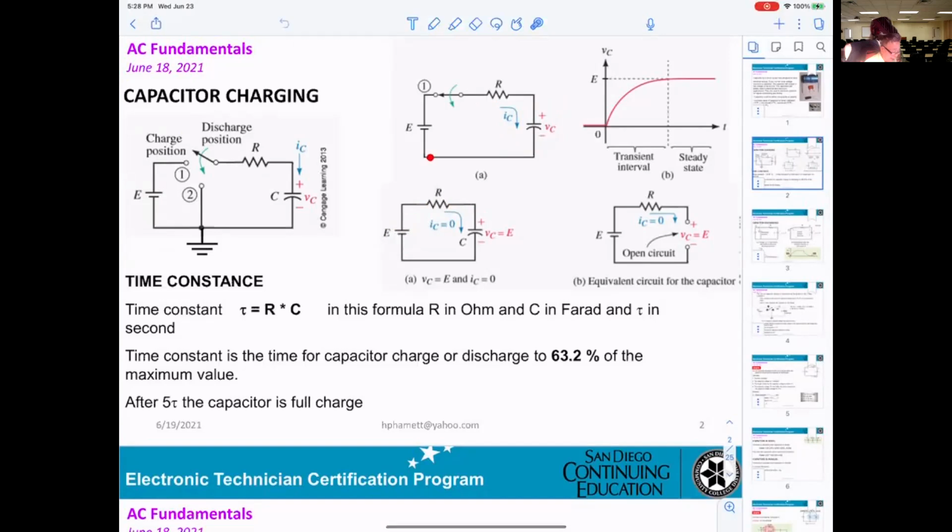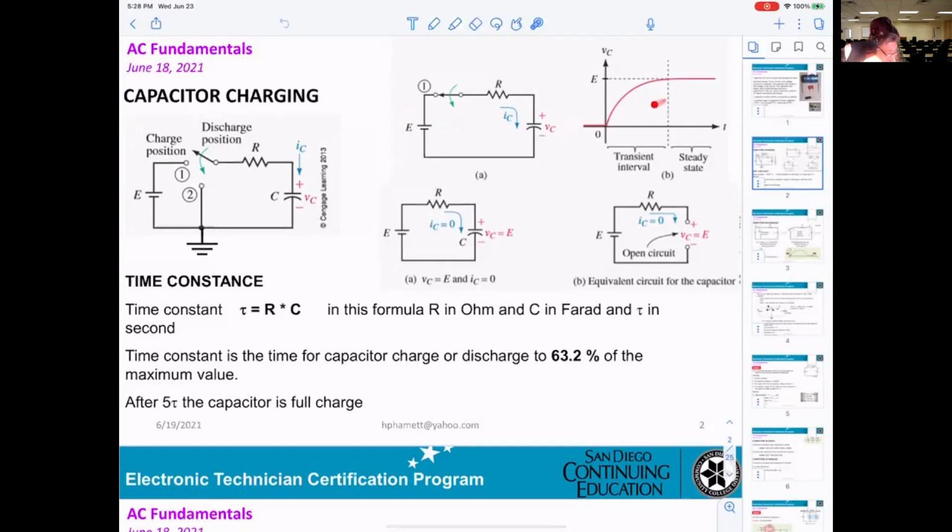So after a long time, what is the voltage on the capacitor supposed to be? Who can tell me? After a long time, what is the voltage on the capacitor VC supposed to be, how many volts? It will be equal to the power supply voltage E. Maximum, it cannot be higher.